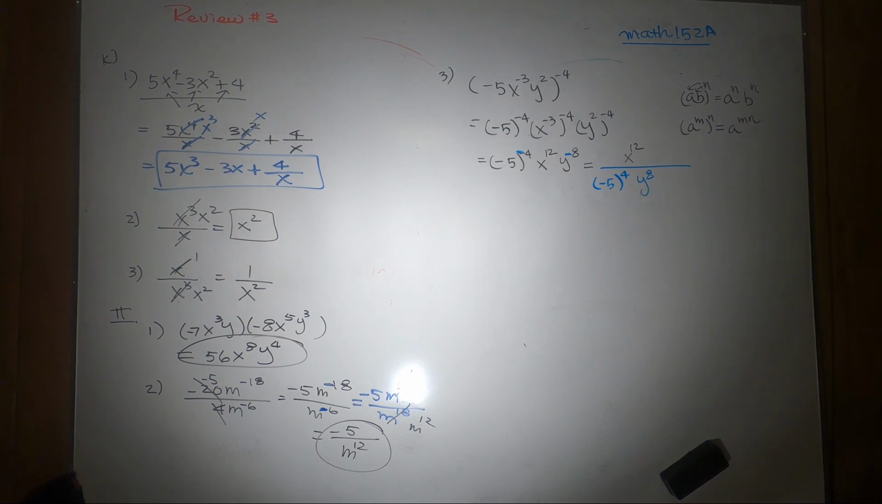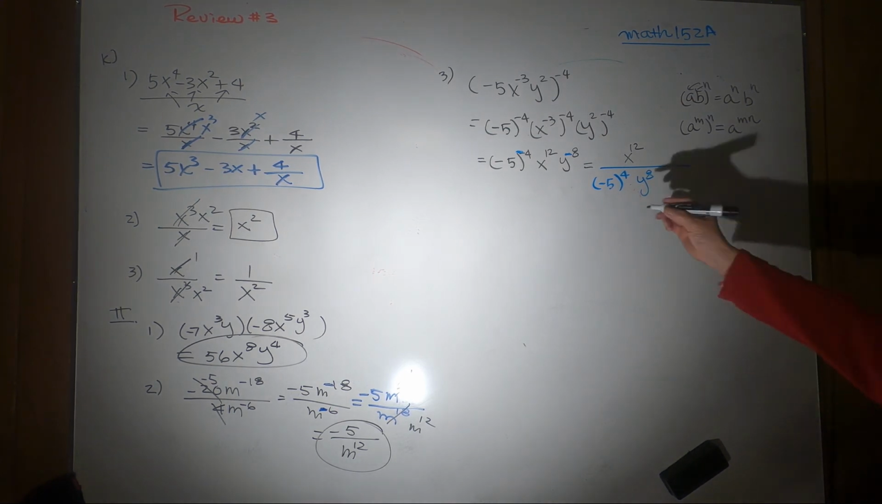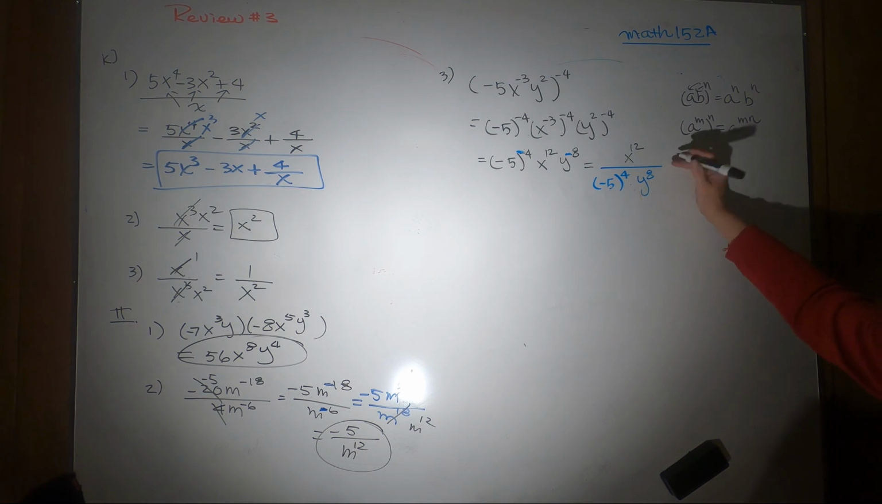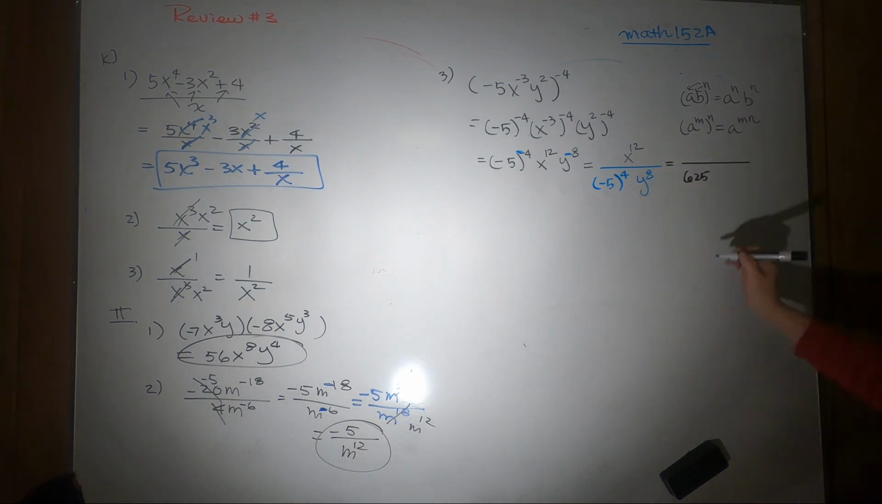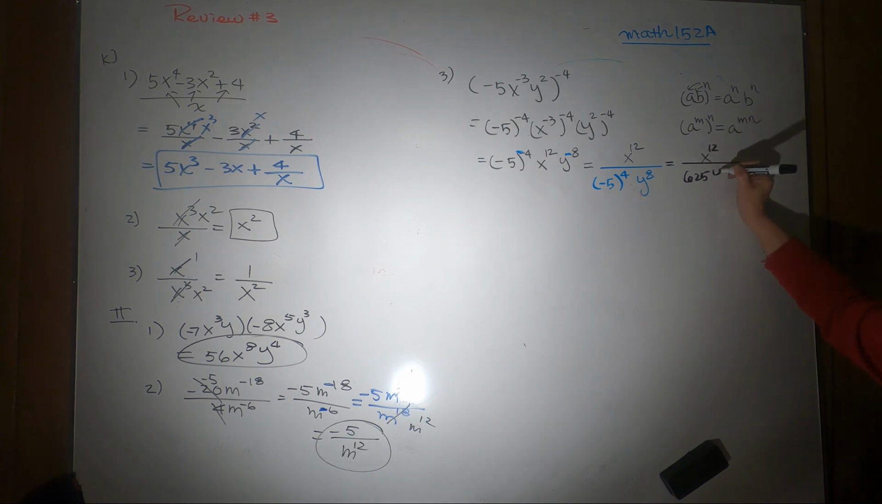Right? Then for the number, we spell it out. Negative 5 four times, positive or negative? Positive 625. Okay? So that will be x to the 12th, y to the 12th power. Right?